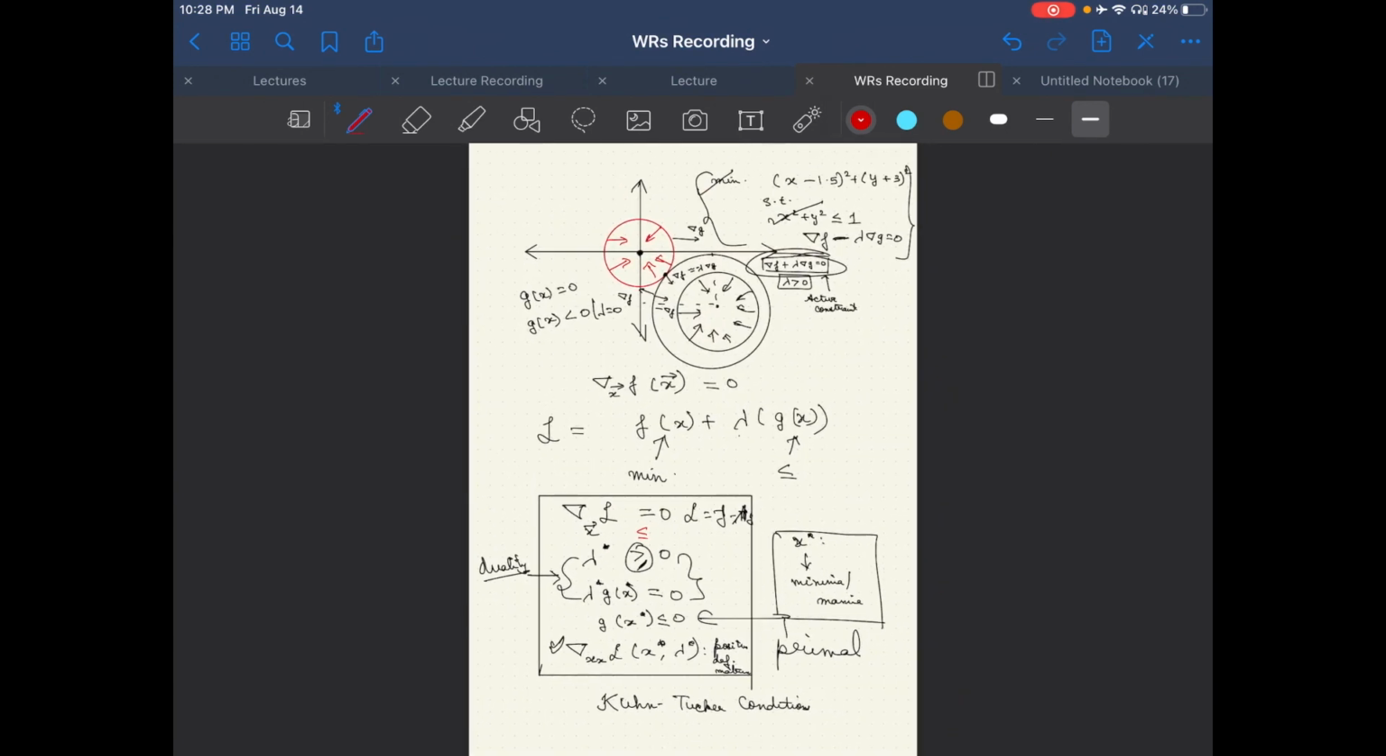Now in the next video, we will solve one specific example and put all these equations to use, and then we will see how easy it is to solve numerical problems using the concept of the Lagrangian function, be it linear or non-linear.